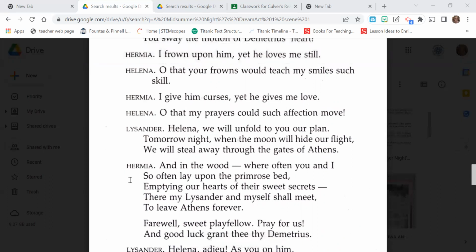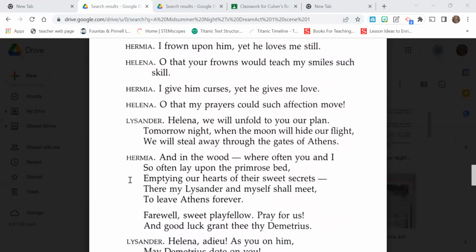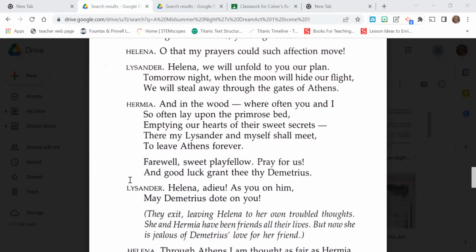And then Hermia joins in and says, "And in the wood where you and I often meet, so often lay upon the primrose bed, emptying our hearts of their sweet secrets," because remember, they were best friends, the girls were. "There my Lysander and I myself shall meet, to leave Athens forever. Farewell, sweet playfellow, pray for us, and good luck grant thee thy Demetrius."